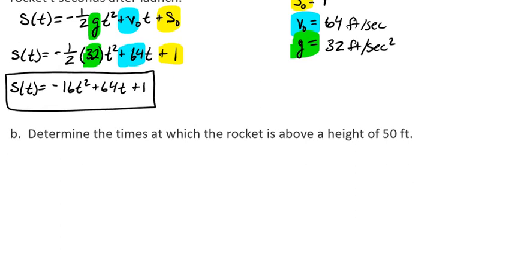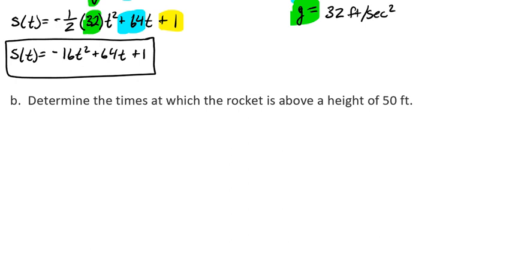From here, we're being asked to determine the times at which the rocket is above a height of 50 feet. Now remember that S of t represents the height of the rocket after t seconds. So we're going to replace that with the 50. And specifically, we are looking for above a height of 50. And so that gives us -16t squared plus 64t plus 1 is greater than 50.